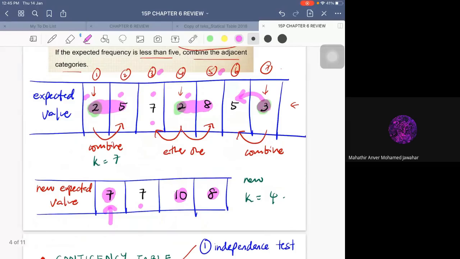So what happened is that I started with 7 categories, but because of the condition, now I end up with 4 categories. So 1, 2, 3, and 4 in your calculation. So previously we have k equals 7, but after we check for the condition, now we only have k equal 4. So that is what you're going to do every single time after you have calculated the expected value. So you have to check for the condition. If it's not satisfied, you have to combine.